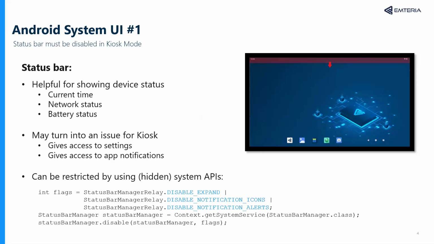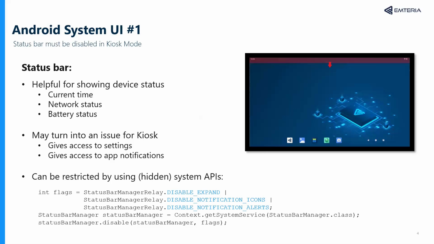It means the user cannot swipe down. The status bar will still be visible, but it will not be usable. And then you can say you don't want to see any alerts and you don't want to see any notification buttons. That means that even if apps start sending notifications, the user will not see them because he cannot get there anyway. So it's stupid in that way.